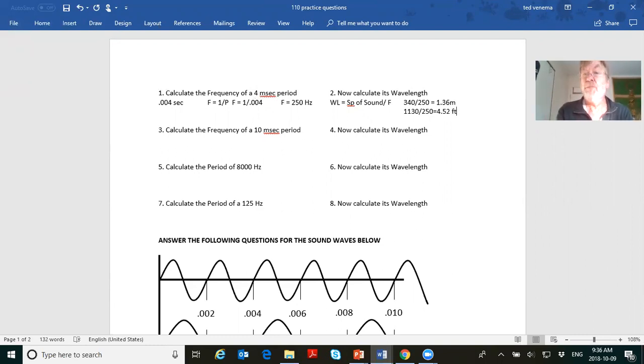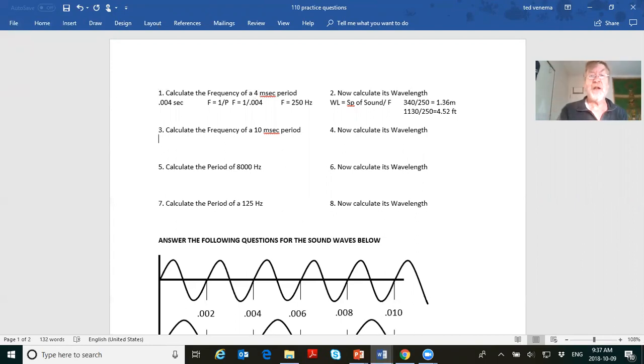1.36 meters is about 4.5 feet. Because what's a meter? About a yard. A yard is 36 inches, a meter is 39 inches, so basically 1 1/3 meters is about 4.5 feet. So there you have it. Keep it simple.